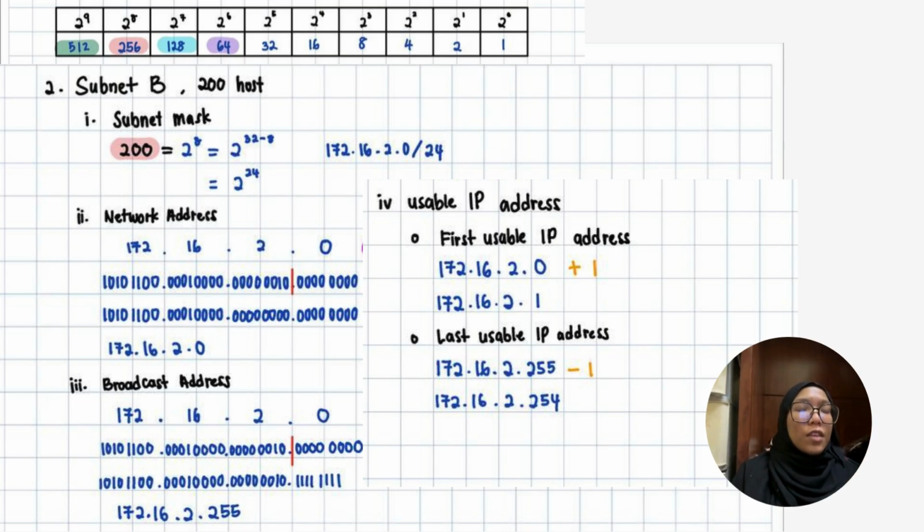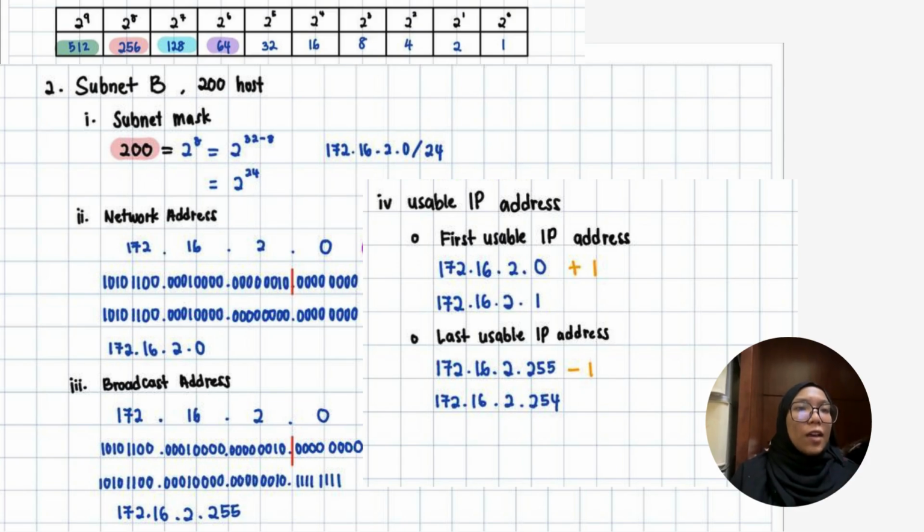Here we will start. Our first address is 172.16.2.0/24. The reason we use 172.16.2.0 is because for subnet A, the range of addresses is 172.16.1.0 until 172.16.1.255, so now we need to start from there. Okay, from the network address.